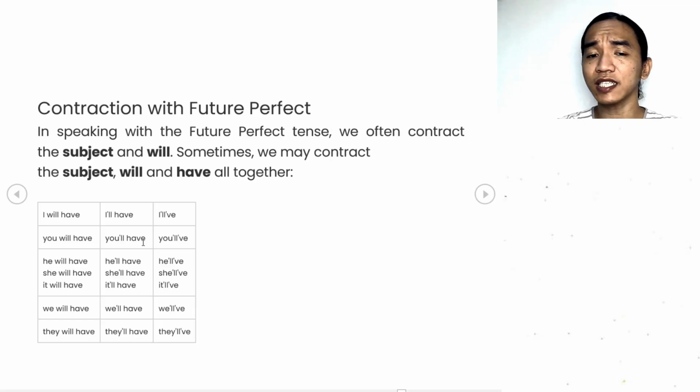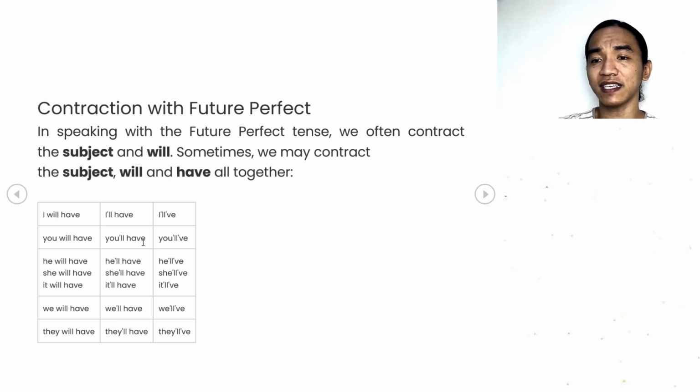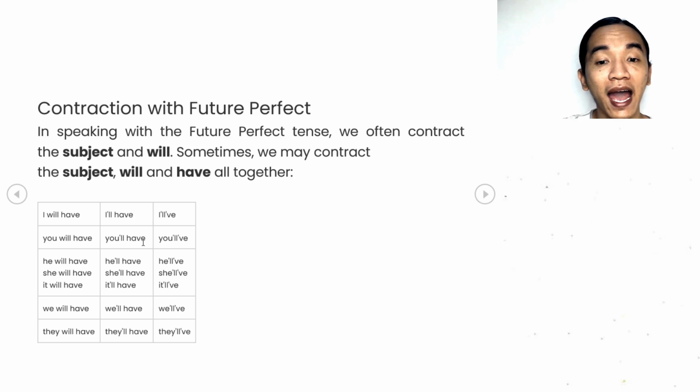Next one. Speaking of, we also have the contraction with future perfect. When we say contraction, this is the short form. In speaking with a future perfect tense, we often contract the subject and will together. Sometimes we may contract the subject, will, and have all together, although this is not a very common form. We do not contract them all together normally. For example, we have I will have, you contract the subject and will, it becomes I'll have.